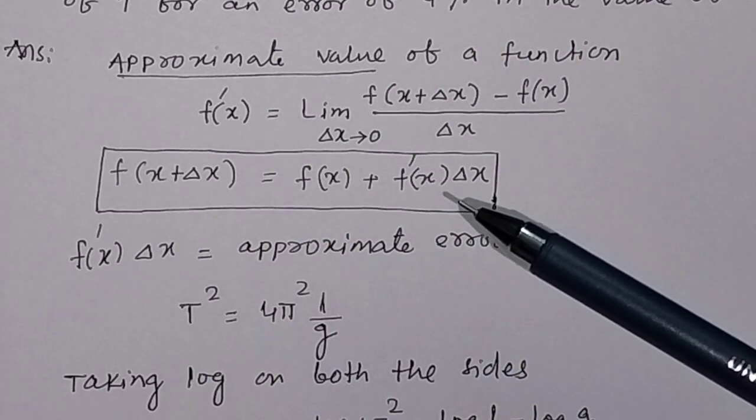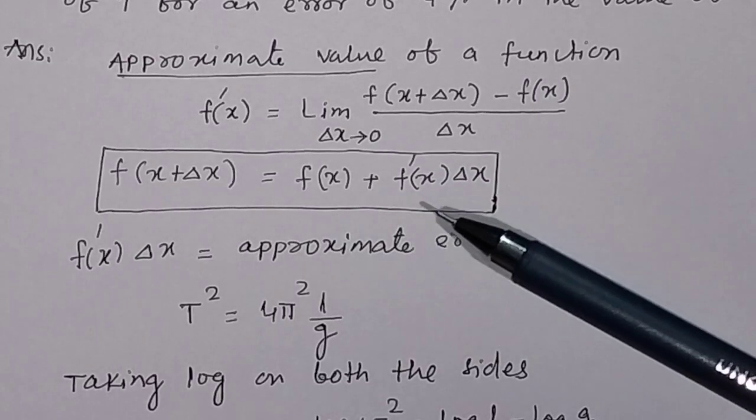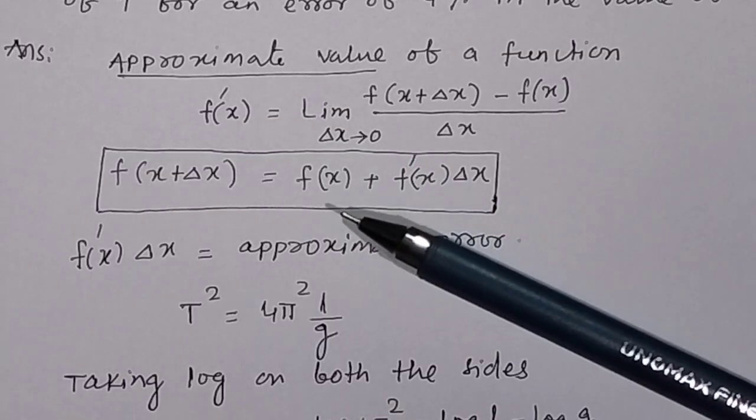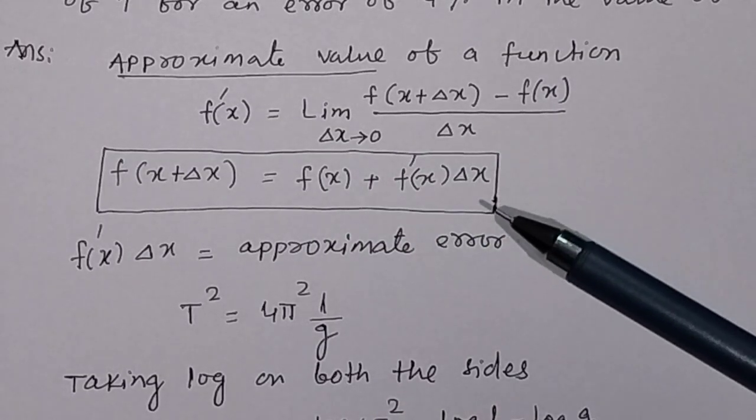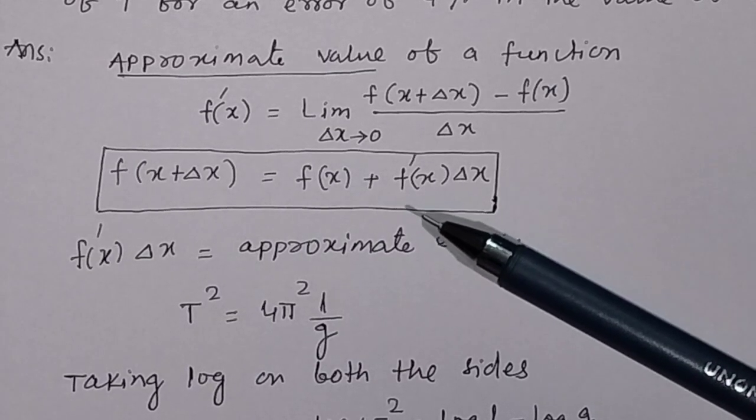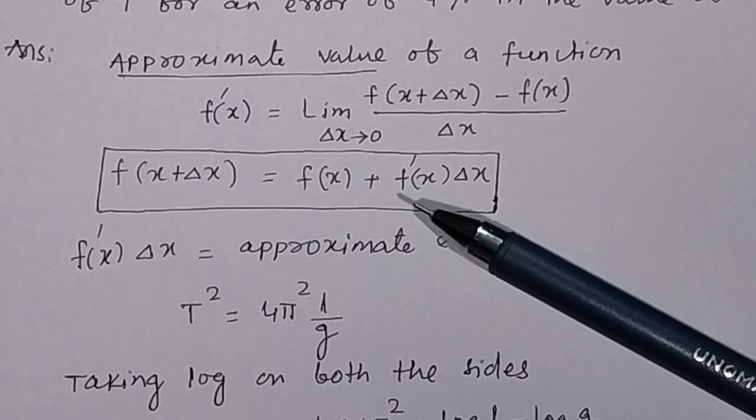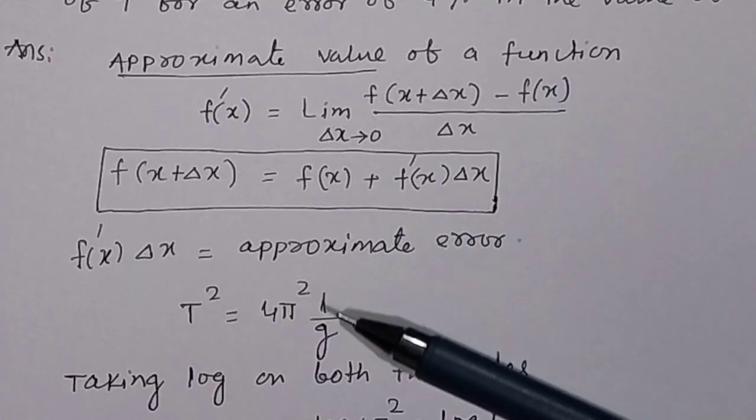But here we have to find out the approximate error. In the approximate value, this is the value of the function, and this is the approximate error of the measurement. And in this problem we have to find out the approximate error, that is f dash x delta x.